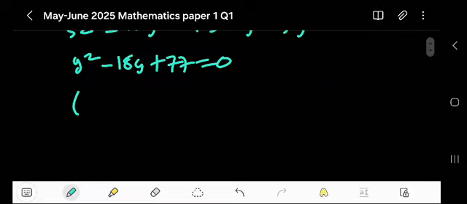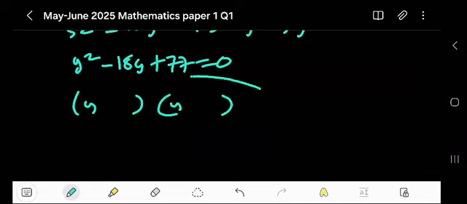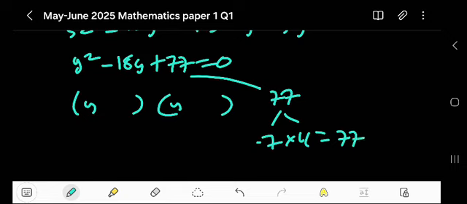Then it's a matter of factorizing here. We have to find two numbers that, when we multiply, will give us 77, and when we add, will give us minus 18. Let's check. 7 multiplied by 11 will give 77. But when I add, if you add minus 7 plus minus 11, you'll get what? Okay, minus 18. You'll get minus 18.